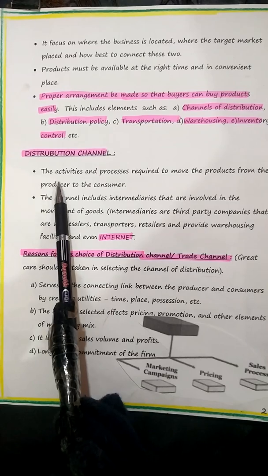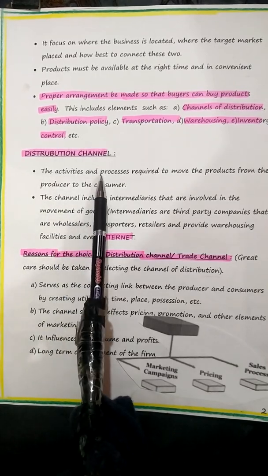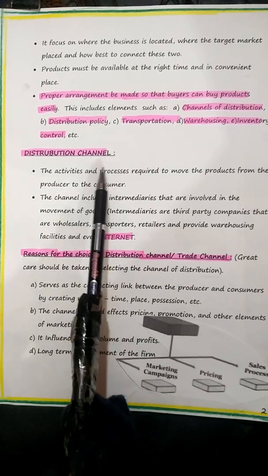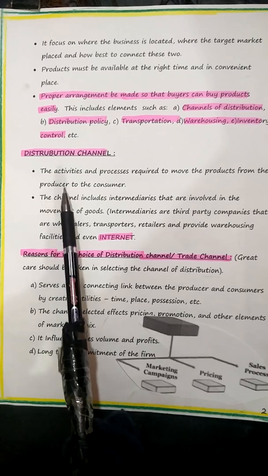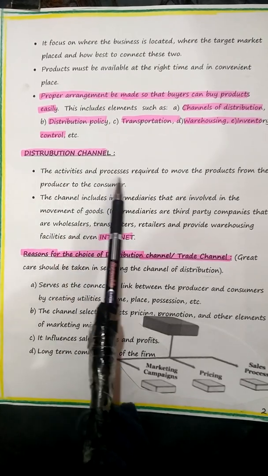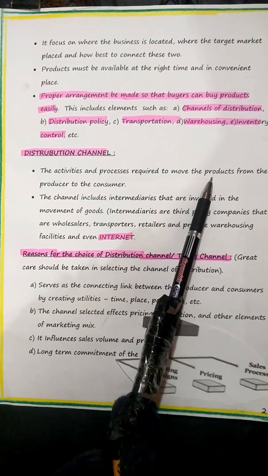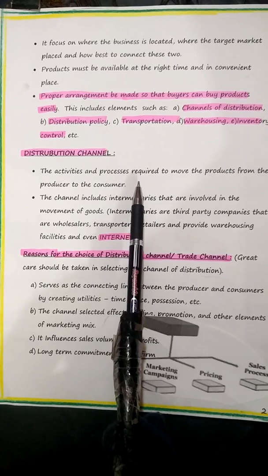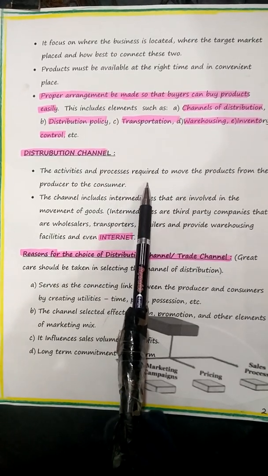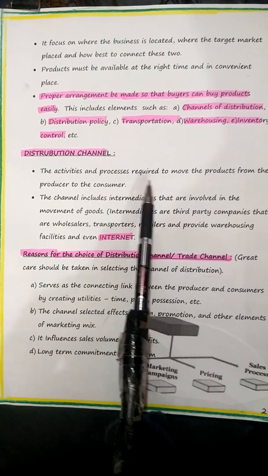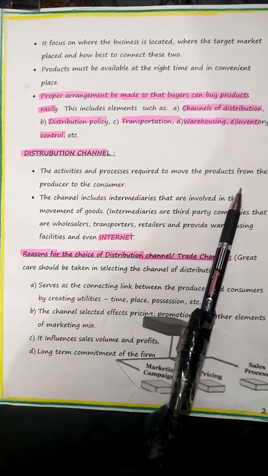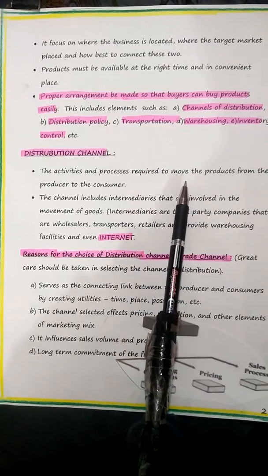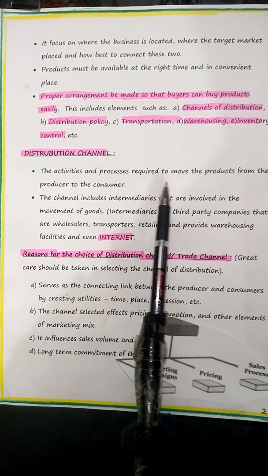The first point under distribution channel: the activities and processes required to move the products from the producer to the consumer. That is the ultimate aim. So once you produce, it has to reach the consumer. Please note this down, children. Distribution channel indicates a pathway, a route, R-O-U-T-E, for goods and services flow from the producer to the buyer.